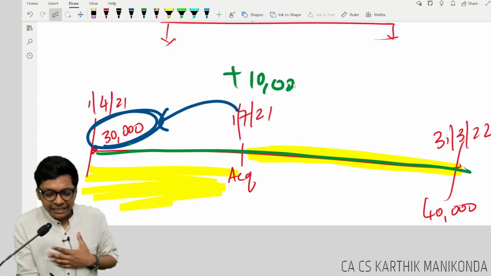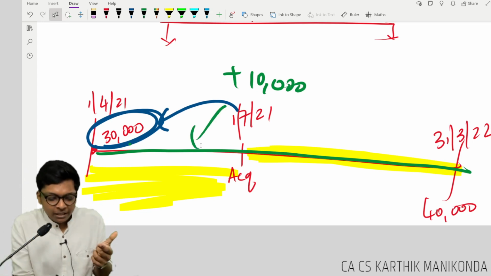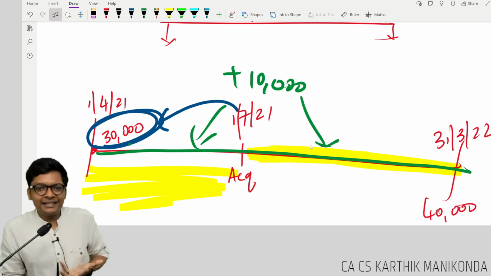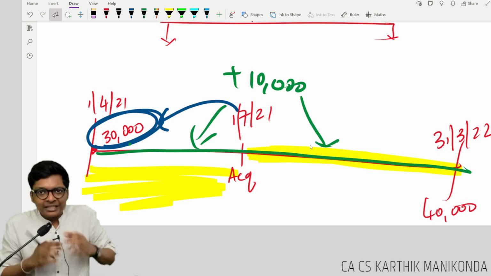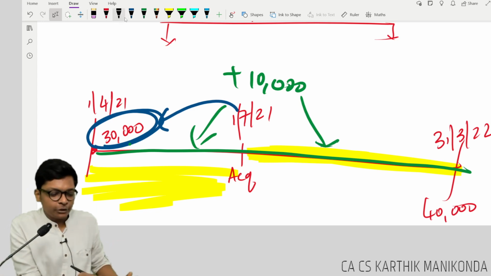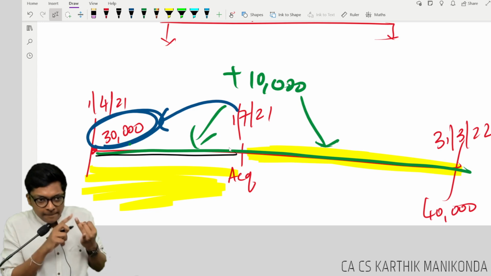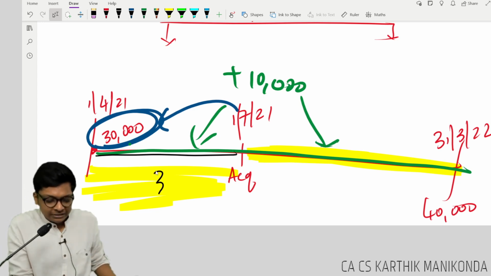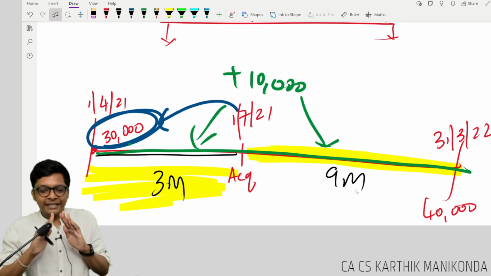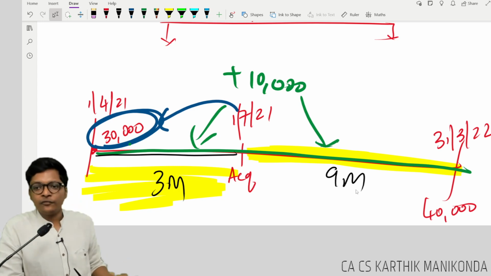That means there is a plus 10,000 which was earned during the year, how much is pre, how much is post? They have not given any details. So you will assume that the profits were earned evenly during the year, and I will split into this. How many months is there? April, May, June. 3 months. Here how many months? 9 months. I will split in the ratio of 3:9 using time ratio.